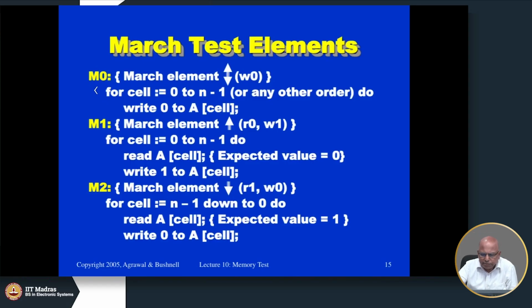So March 0 means write zeros. March 1 means write, here is the notation. Okay. M0 means it's a sub step. So in either direction, increasing or decreasing, write zeros. Then in increasing order, read zeros and then immediately write 1. Then in the decreasing order, read 1 and write 0. So he has given you the for loops also.